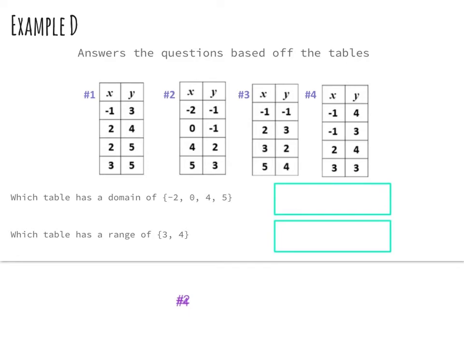Number 3 has a -1. That's not listed in our domains, so that can't be correct. And number 4 also has a -1 in the domains, so that's not going to be correct. So the only correct answer is table number 2.